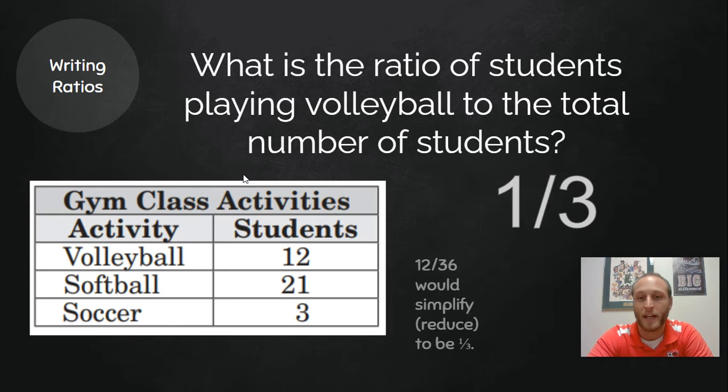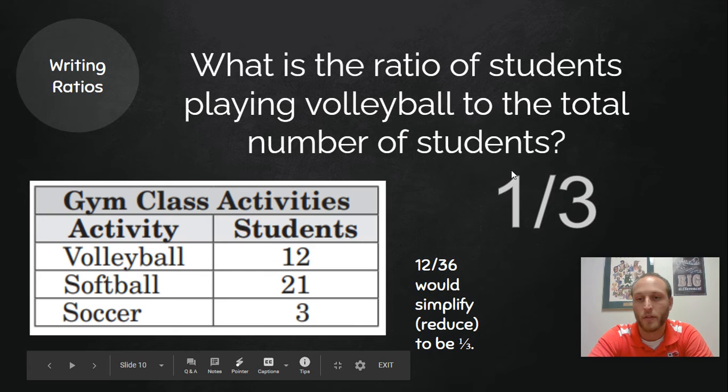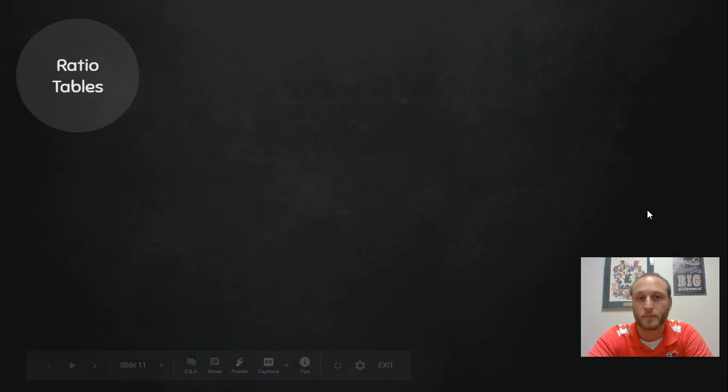The way I got there is I had 12 over 36 because there are 12 students who play volleyball and 36 total athletes. So I knew that a 12 would go into 12 and 36. So if I did 12 divided by 12 and 36 divided by 12, I'm going to get down to 1/3, which is our simplest form.